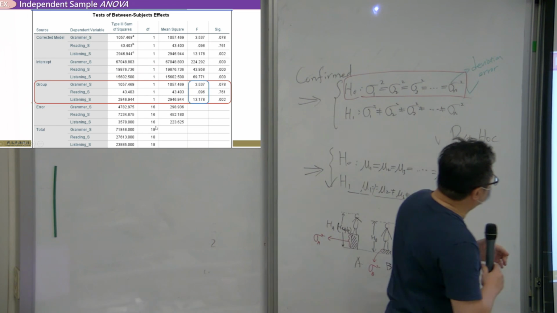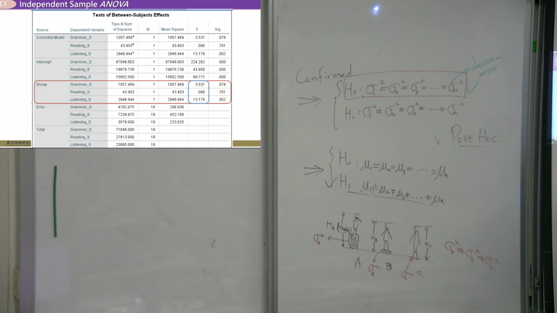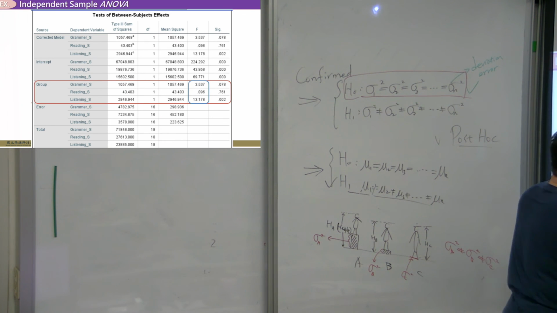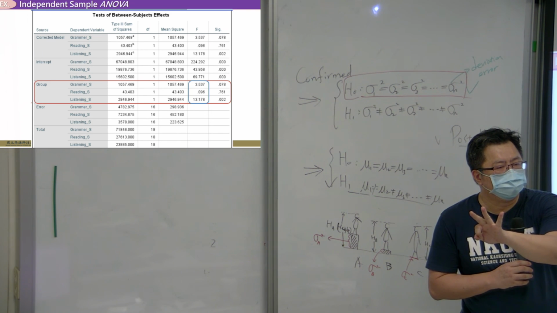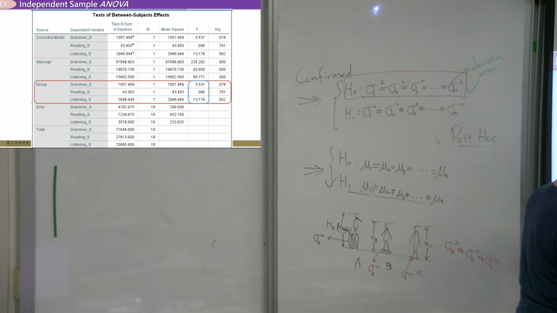Now here, the second one, the between-subject effects. We only have two groups, but have three results. According to the grammar score, the F is 3.5, but the P value is 0.7, non-significant. But about the reading and the listening, reading, no. Listening, it is 0.02.